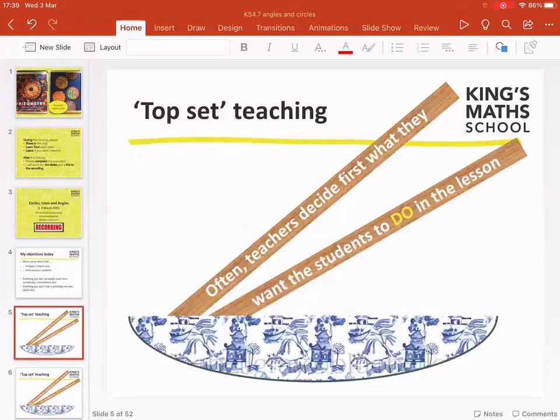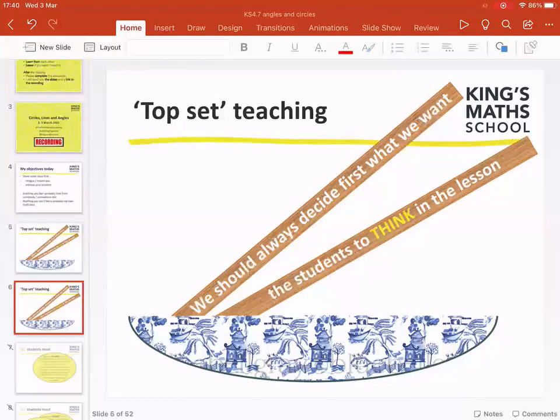I've shown you this slide before, but I think this is a really nice topic to exemplify it. What I want the students to do is practice circle theorems and practice parallel lines: alternate angles, corresponding angles, and the other one, co-interior angles. That's what I want them to practice, but that's not sufficient. So really what I need to do is decide what they're going to think. Throughout all these activities we're going to talk about today, what do I want them to think?